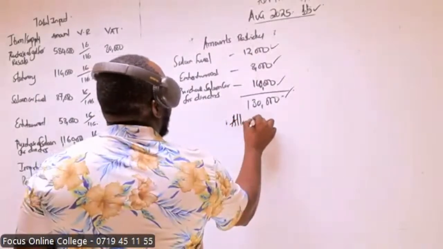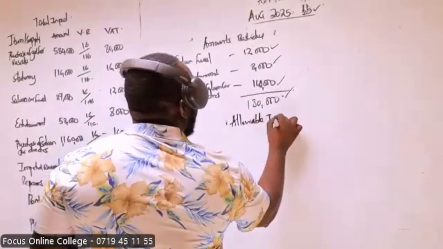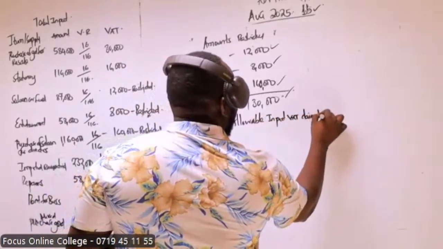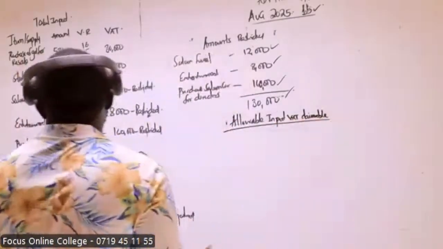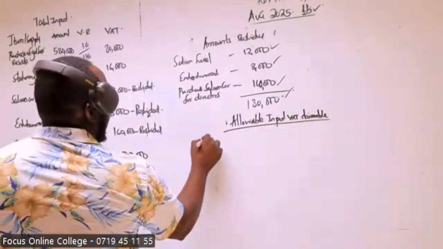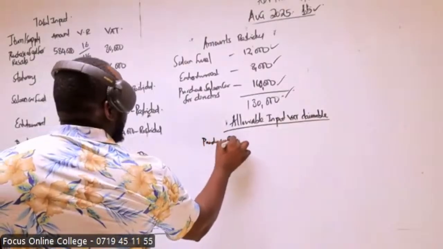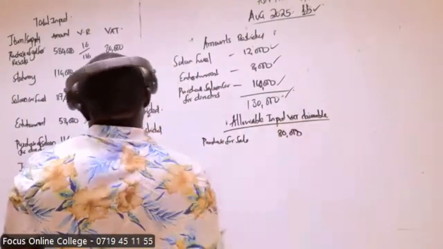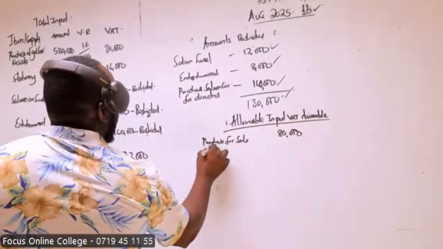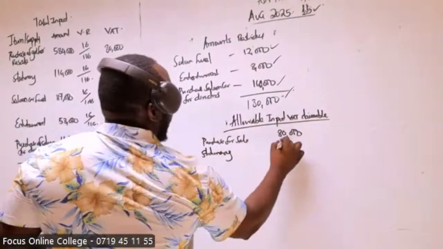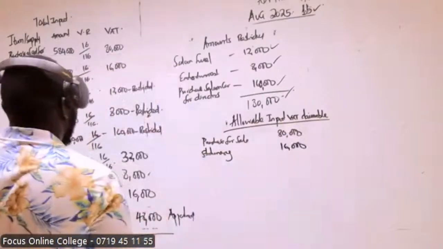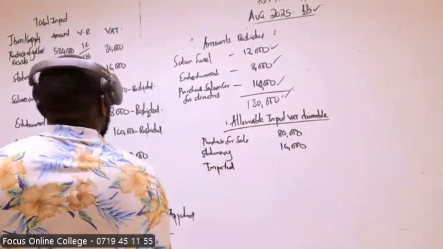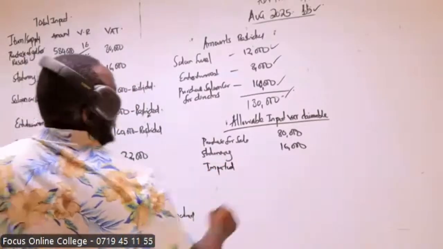We call it allowable input VAT claimable. So already we have the whole thing. So we just simply come and pick purchase for resale. For resale, we don't need to calculate again because we had 80. We don't need. Are we together? We had the stationery. What is the stationery? That was 16. We don't need to get the VAT again. Imported. It was with VAT.